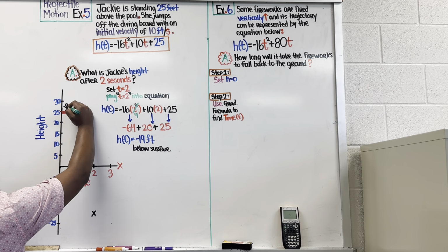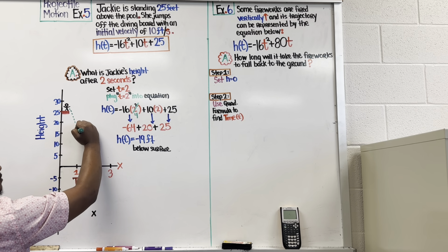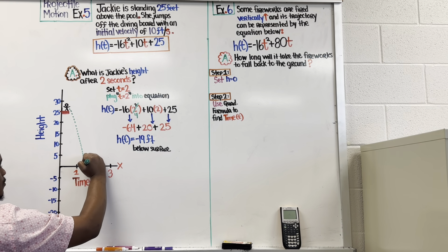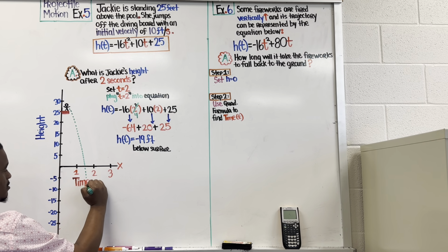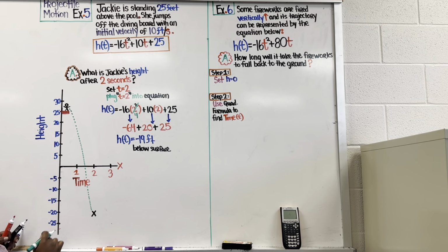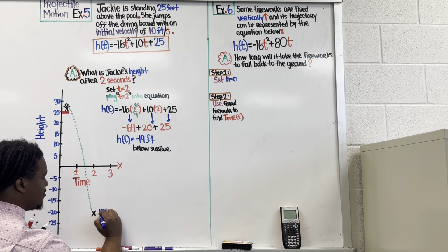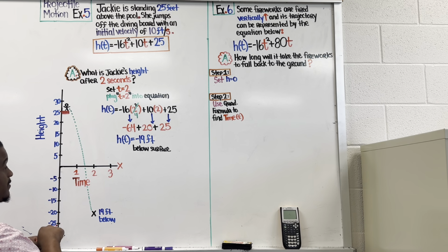So if I were to create a projectile motion graph representing that, she hits the water probably somewhere between 1 and 2 seconds. Then right at 2 seconds, she's 19 feet below the surface, which is negative 19.